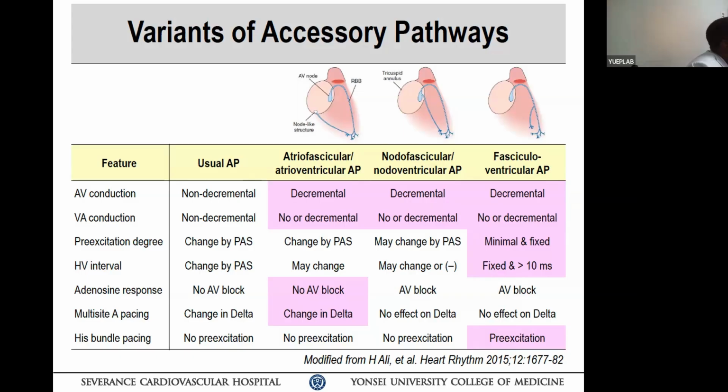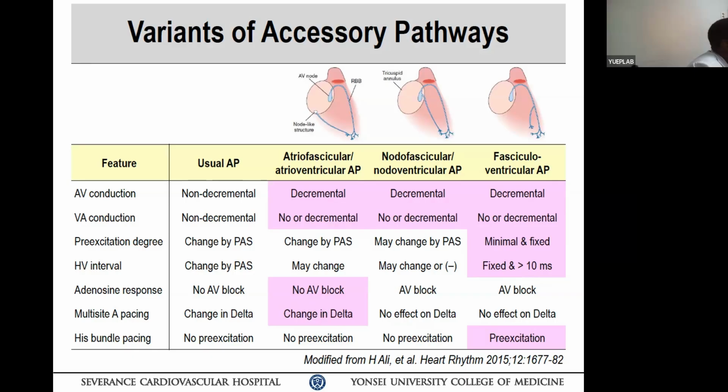However, I think we couldn't capture the His bundle purely, just the myocardium around the His bundle. So that's why the QRS was wide after pacing. HV remained fixed at 50. Yes, a fixed HV interval is a typical finding of fasciculoventricular.